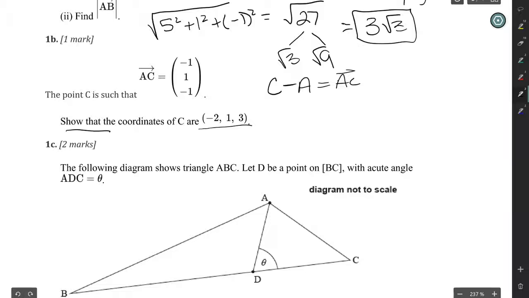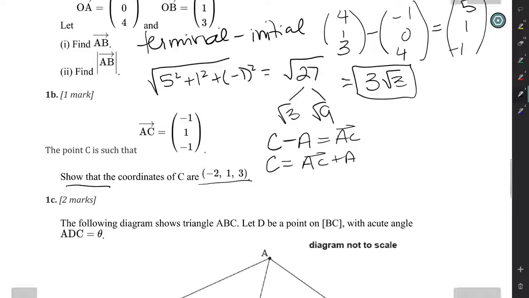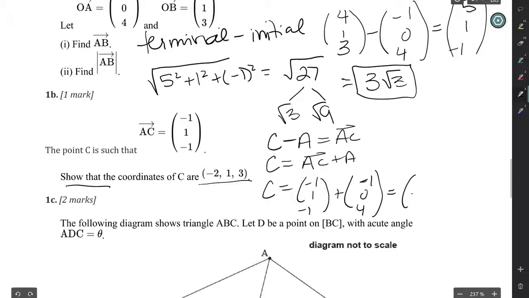So we don't know point C. Okay, we have to pretend we don't know it. But C we can find by doing AC plus A. So if I look back up, they tell me that AC is -1, 1, -1, and that A is -1, 0, 4. When I combine these, I get -2, 1, 3.